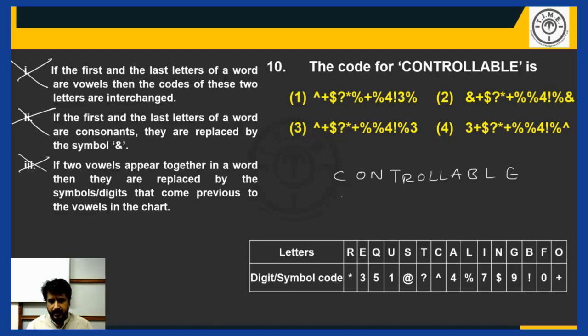What is the code for C? Cap. How many options are starting with cap? Second option ruled out, fourth option ruled out. What is the code for O? Plus. What is the code for N? $. What is the code for T? Question mark. What is the code for R? Star. What is the code for O? Plus. Here we have percentage, so the first option is ruled out, and here we have the plus. So what is the possible answer? Third option. Only one choice is matching with that. Choice 3.